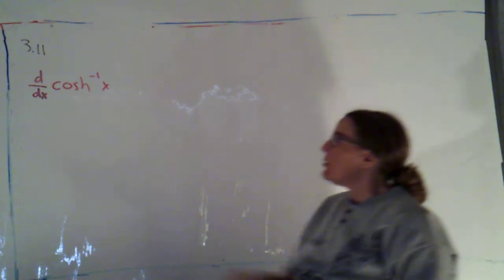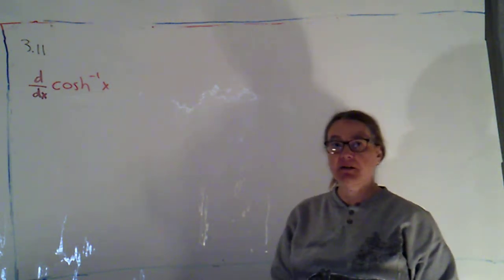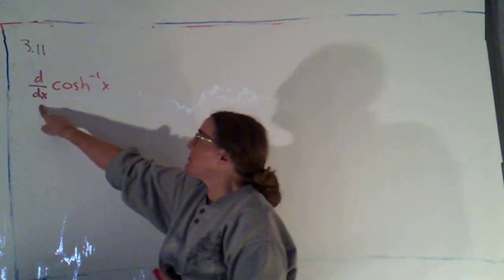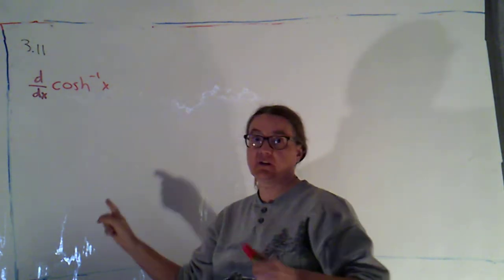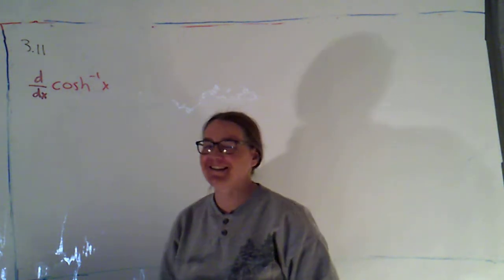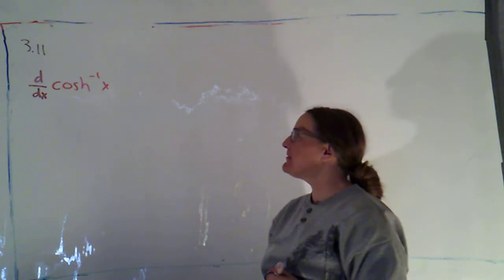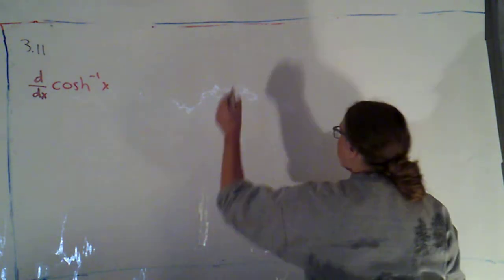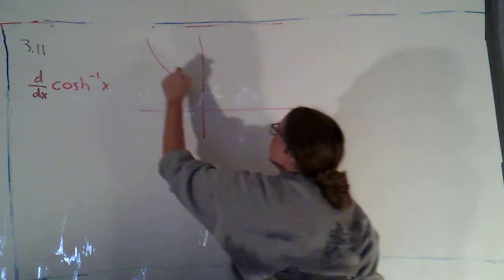Before the break, we had finished most of section 3.11, which was on the hyperbolic trig functions. The one thing that we hadn't done was take the derivative of an inverse hyperbolic trig function. So that's what we're going to start with. And I've decided to work out the one that involves cosh inverse of x, because cosh and sech are the only two hyperbolic trig functions that are not invertible.